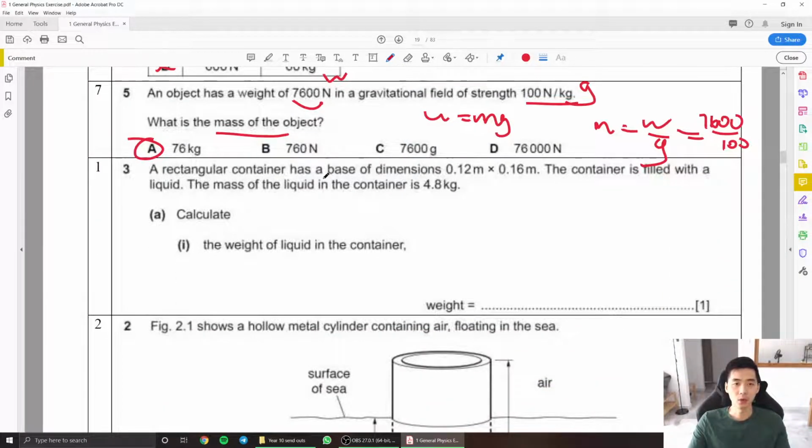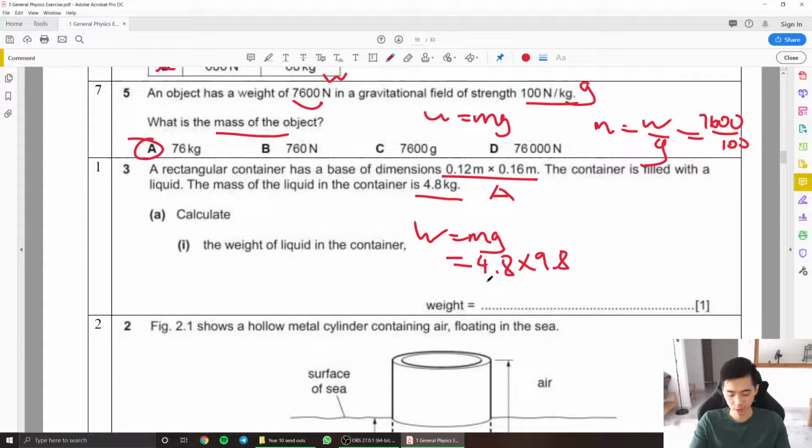A rectangular container has a base of dimension blah blah blah. This is going to be the area. The container is filled with liquid. The mass of the liquid in the container is 4.8 kg. What is the weight of the container? W equals to mg yet again. In this case here, W will be 4.8 multiplied by 9.8. Press that into your calculator. You'll get a total of 47 newtons here, correct to two significant figures.